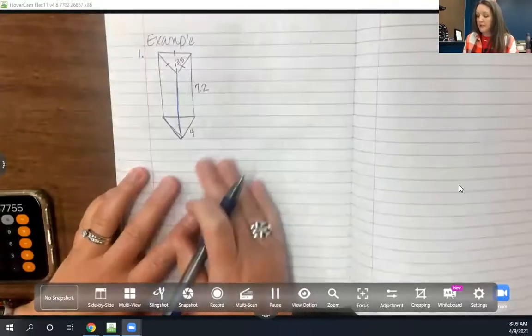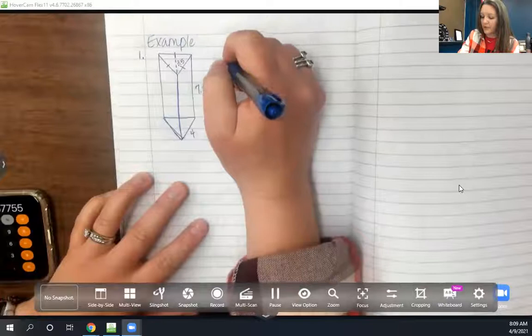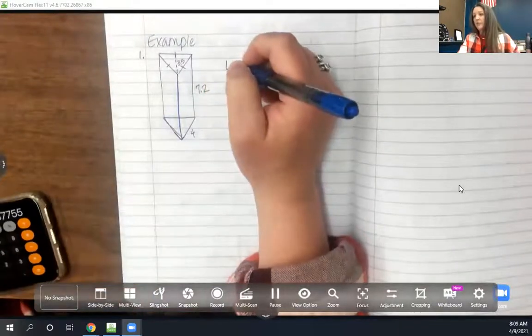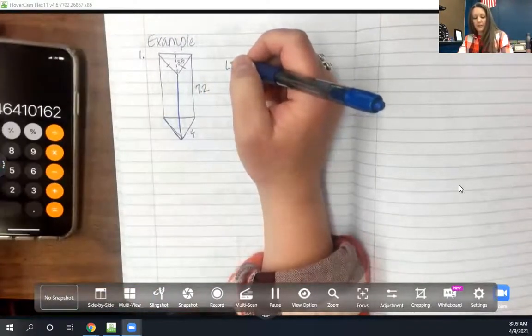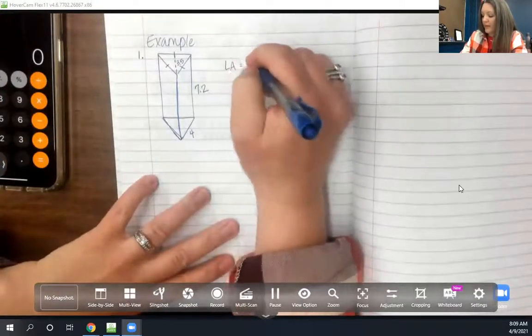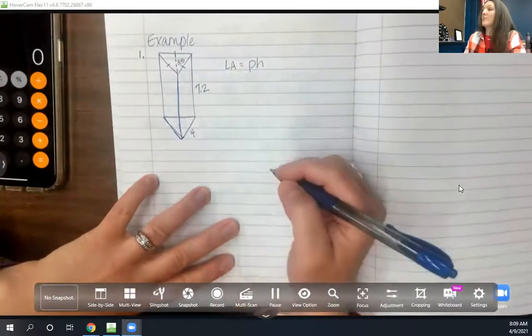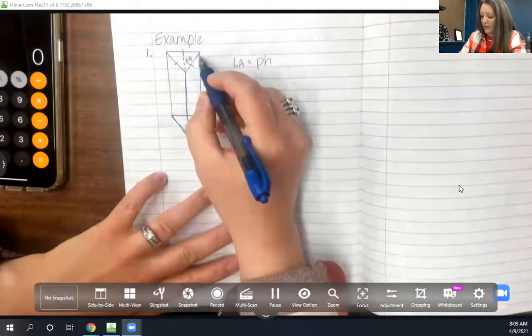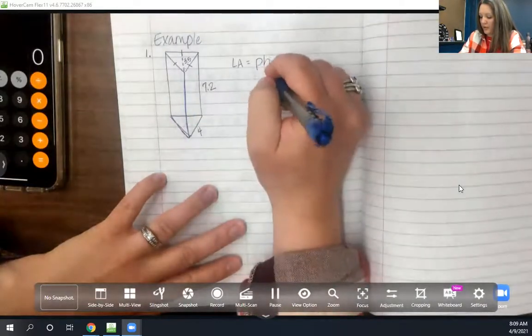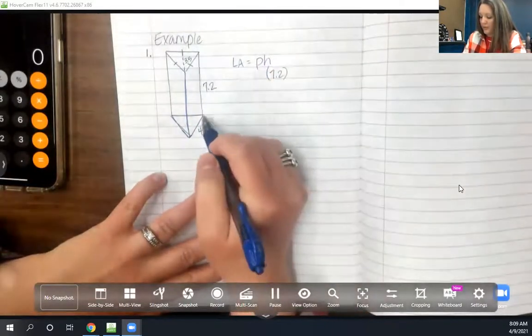All right, so let's find our lateral area and our surface area here. So our lateral area, just like we said before, is the perimeter of your base times your height. Well, we already know that our height is 7.2, so we'll plug that in. But what about the perimeter?